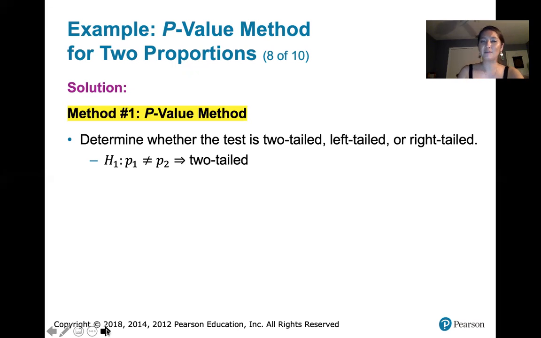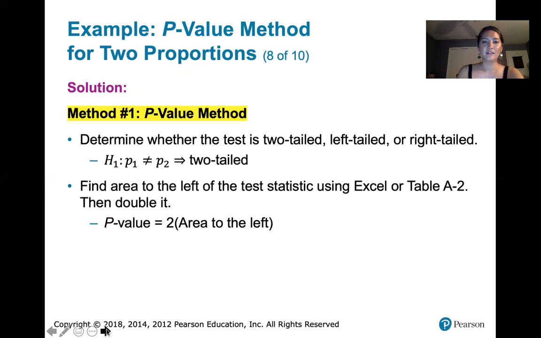Okay, so that means our p-value is going to be the area in the nearest tail, but doubled. Since our test statistic was on the left, we're going to find the area to the left of that test statistic, that's the area in the nearest tail, and then we'll multiply it by 2.